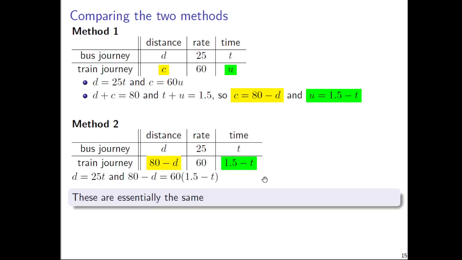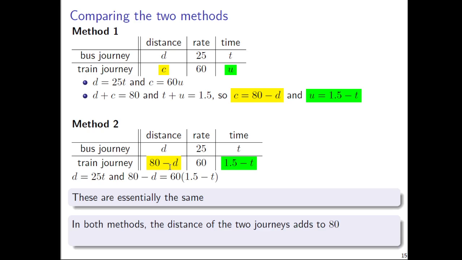These methods essentially are the same. It's just a matter of, do you create four variables by not replacing c early on and just saying things like d plus c equals 80, or do you, before you create a variable called c, just take a moment and go, what would have to fit in the table here so that I have d plus whatever I fit in the table would add up to 80. These are essentially the same. In both methods, the distance of the two journeys adds to 80, and in both methods, the times of the two journeys add to 1.5.